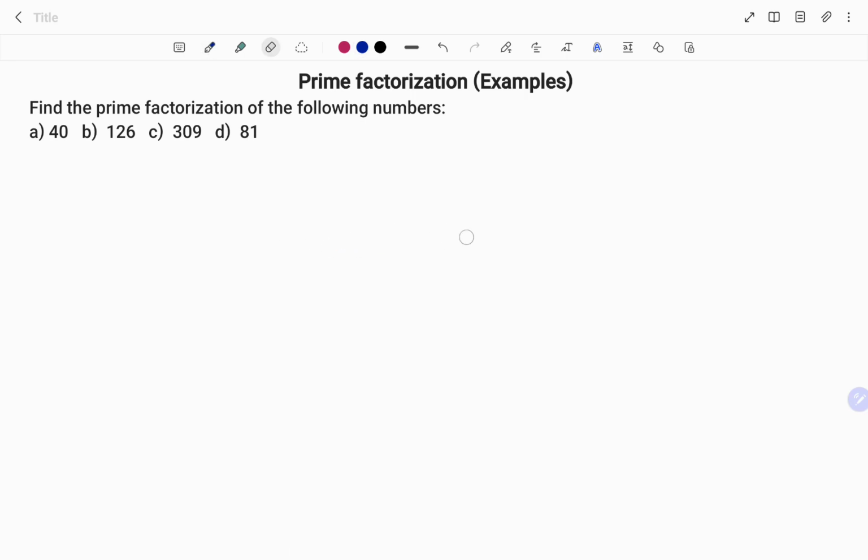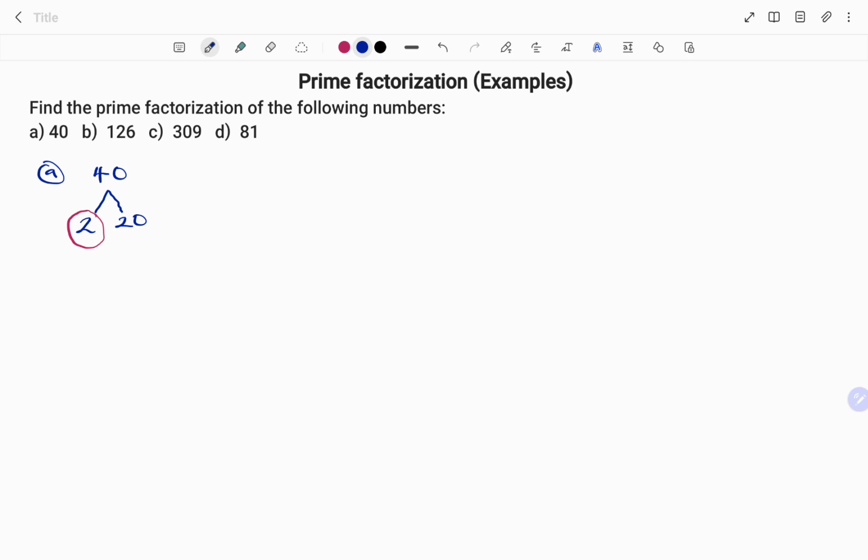Let's go on to the following example. It says, find the prime factorization of the following numbers. For the first one, we have 40. To find the prime factorization of 40, I'm going to be using the factor tree. 40 is an even number, thus I know 40 can be divided by 2. 40 divided by 2 is 2 times 20, because I know 2 times 20 will give me 40. If you note the end of my branch, 2 is a prime number, so it's a factor of 40 that is a prime. So I'm going to circle it.